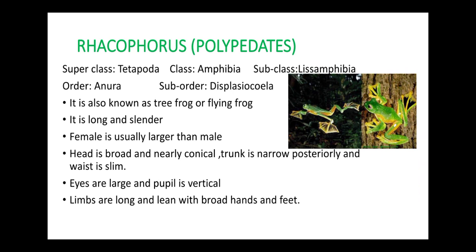Next is Rhacophorus or Polypedates. It's an example of order Anura, and it comes under superclass Tetrapoda, class Amphibia, subclass Lissamphibia, order Anura, suborder Diplasiocoela. It is also known as tree frog or flying frog. It is specialized for climbing and gliding. In Kerala, the species Rhacophorus malabaricus is found.